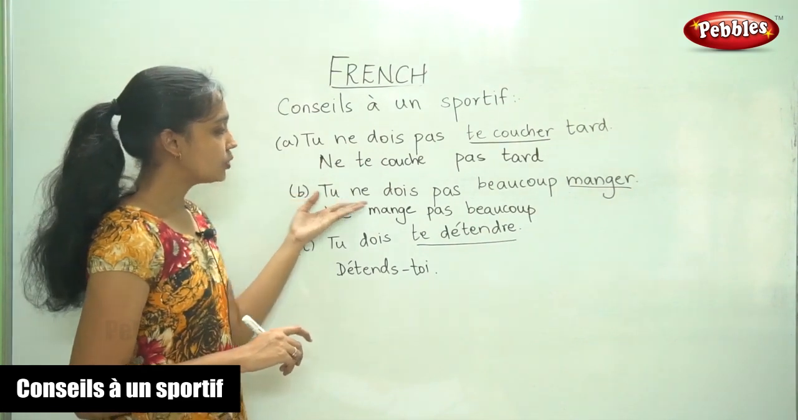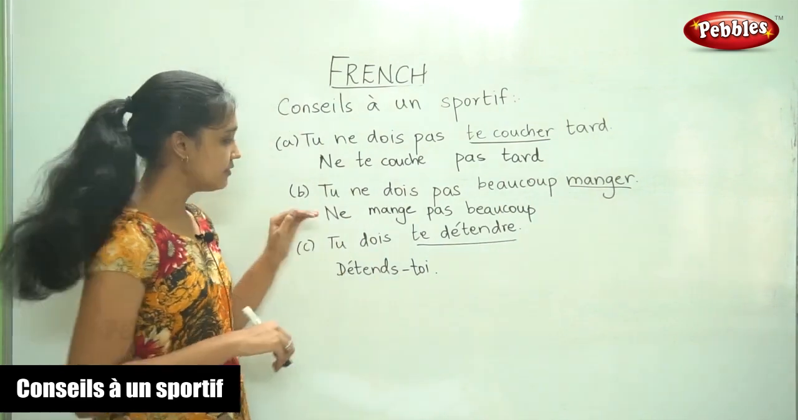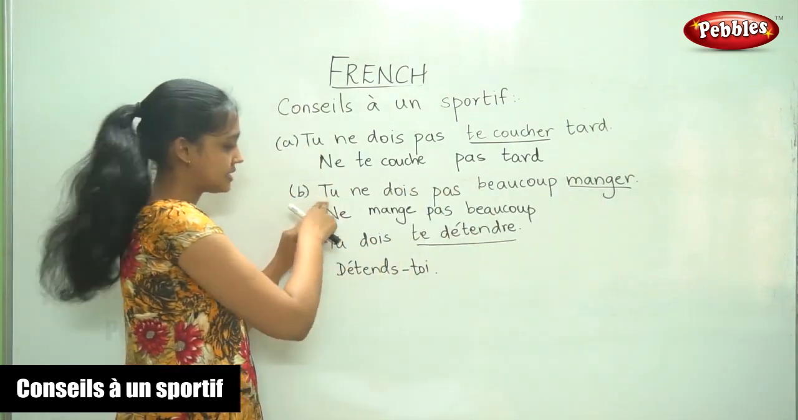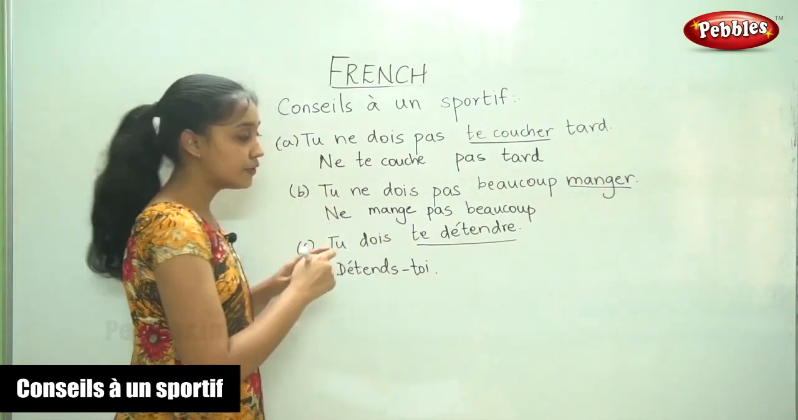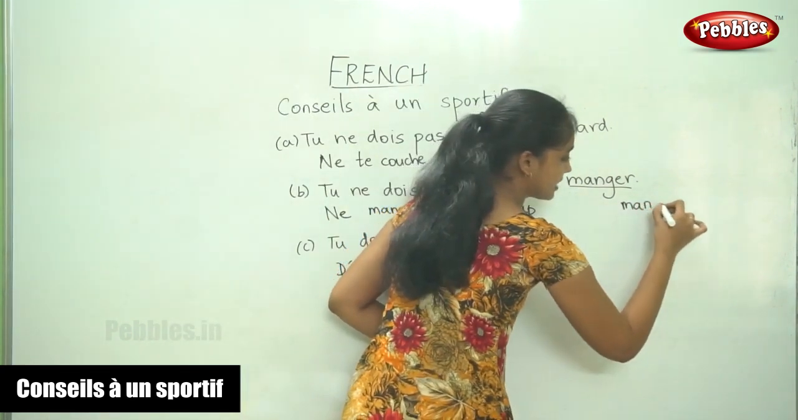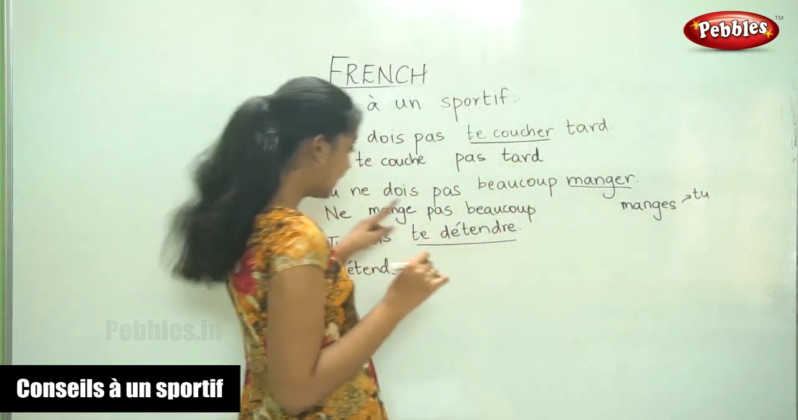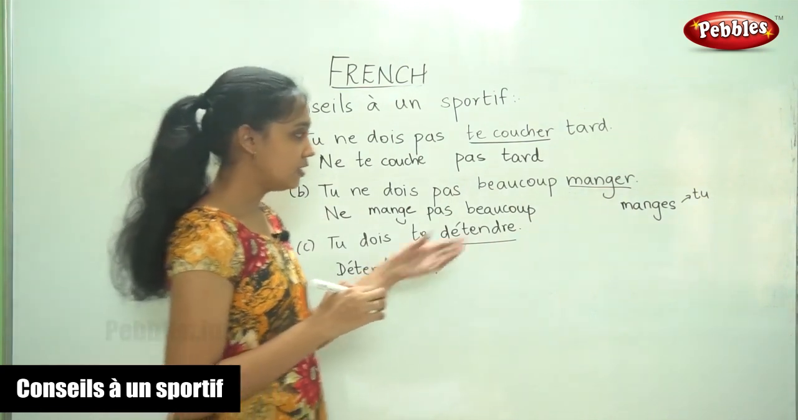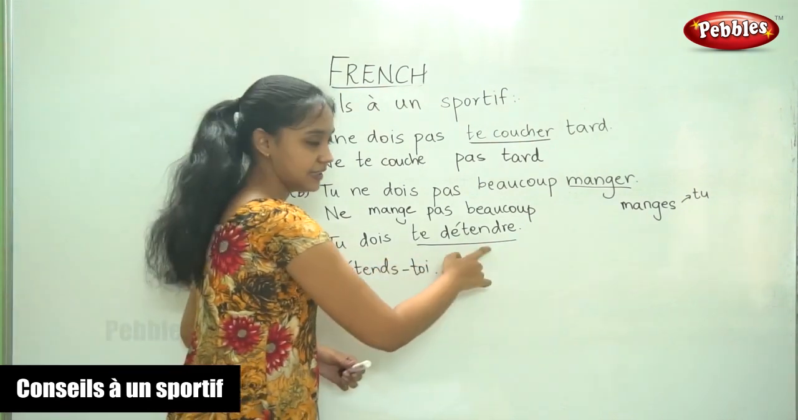The next, tu ne dois pas beaucoup manger. Again, the sentence is negative. So ne and pas, the verb conjugated for the subject tu in the imperative. Normally, because it is an ER verb, you will get S for tu. But in the imperative, this is the form. Ne mange pas beaucoup.